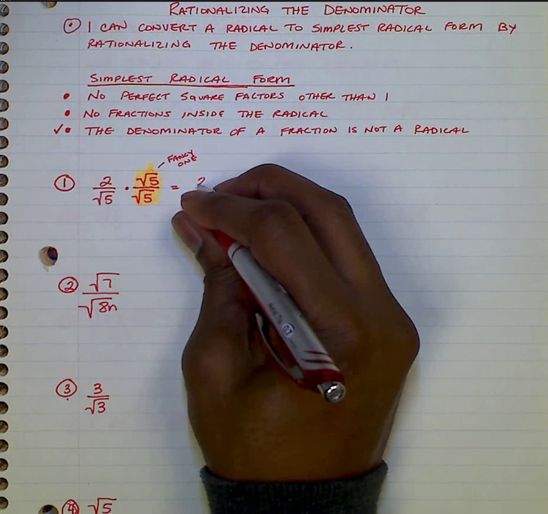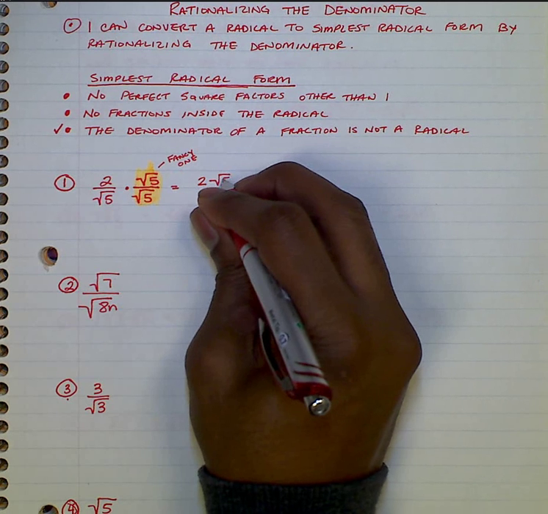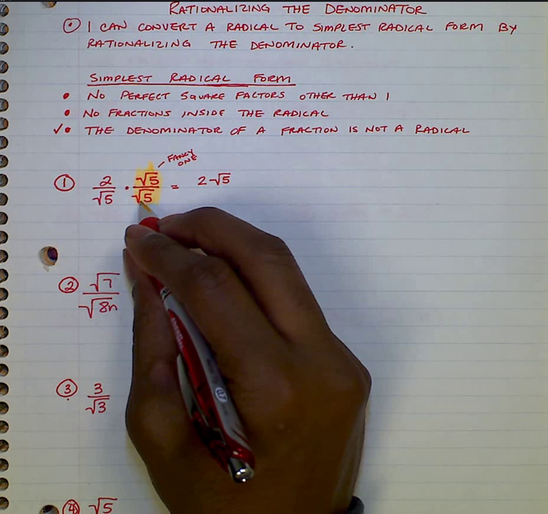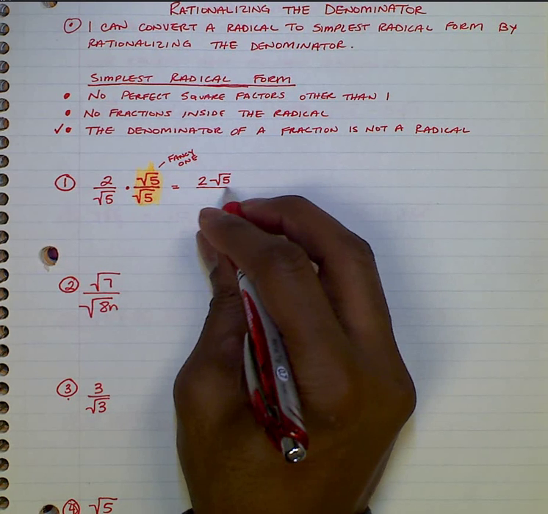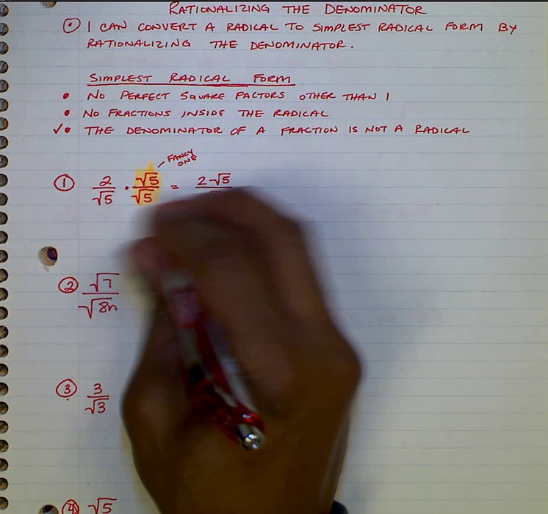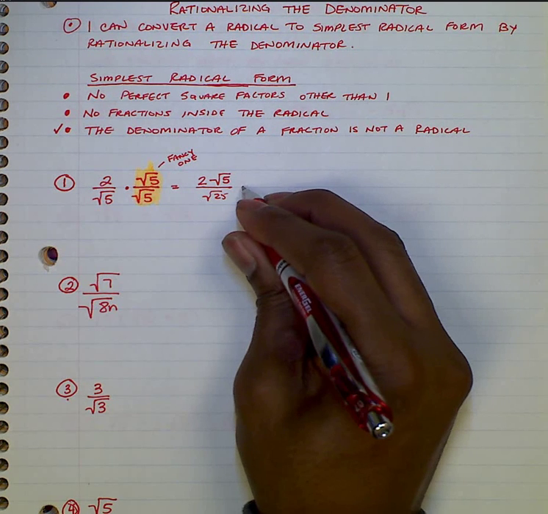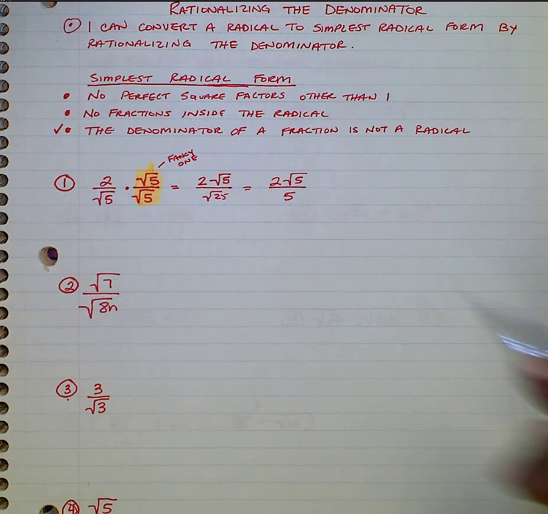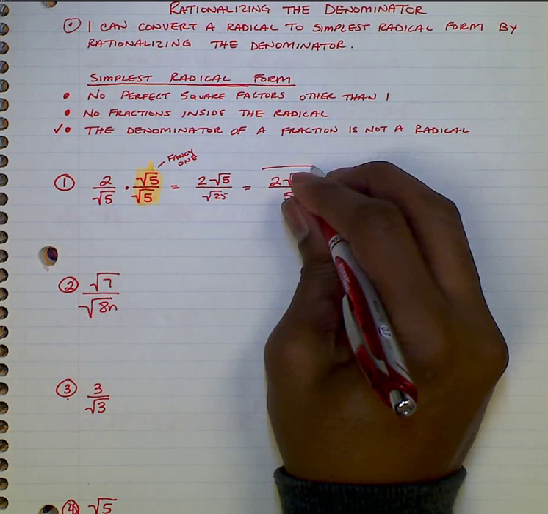We got 2 radical 5 in the numerator. What do we have in the denominator? Radical 5 times radical 5 is, you can say radical 25 if you want to, but shorthand, when I multiply a radical by itself, it kind of just gets rid of it. So radical 5 times radical 5 is 5. And here's our answer.